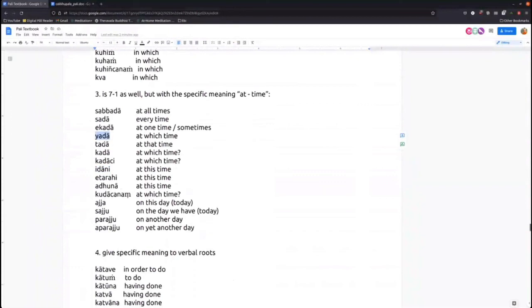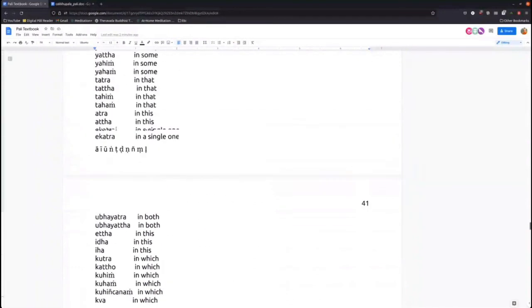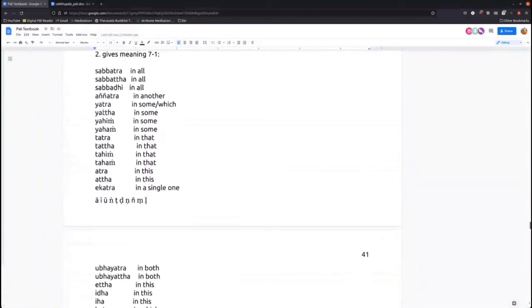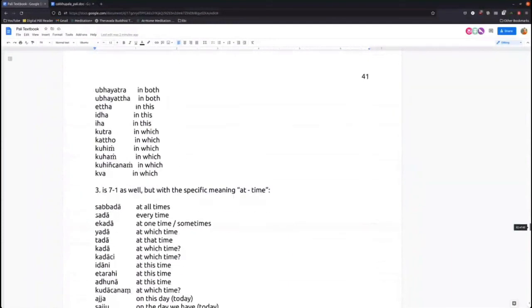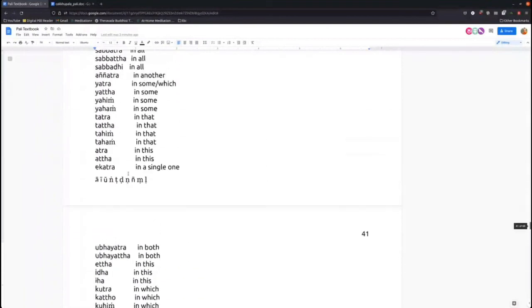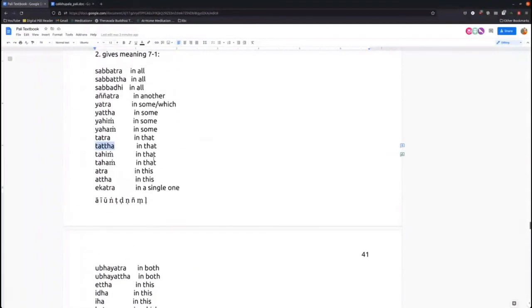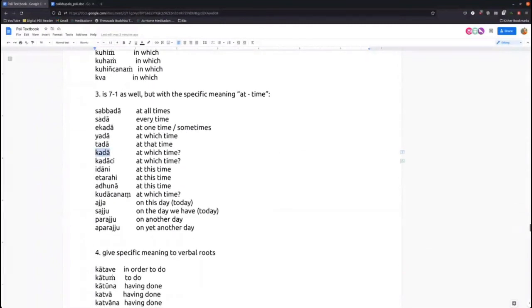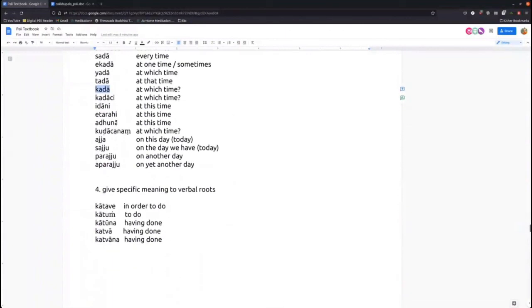But yada and tada. It's important to learn the difference between yada and yattha, or yatha is the other one. Yattha is in some place, or in a certain place. Yada means at which time. So tada, at that time. Tato, at that place. Kada, question. But idani, very common, very important. Ajja, today. Sajju, also today.